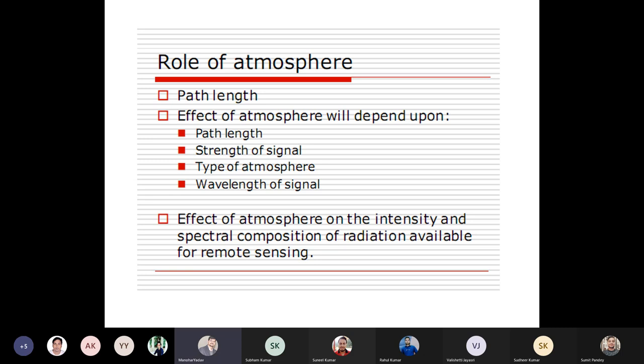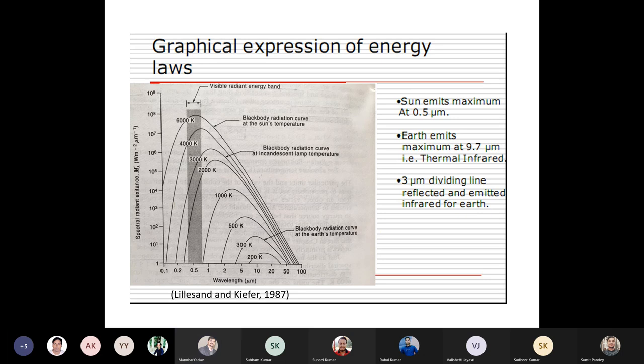Again, if I go back, I'm at slide number 12. If we select our sensor in the red band, as I discussed before, we don't have any radiated component, correct? We have only reflected component. As Sudhir discussed, and as we have already discussed, we have a 3 micrometer dividing line. For wavelengths more than 3 micrometer, we have radiated plus reflected component, while less than 3 micrometer, we have only reflected component from the Earth surface object.